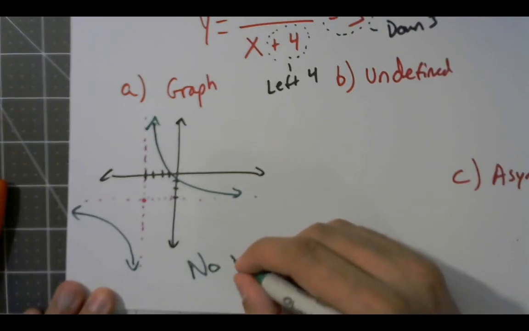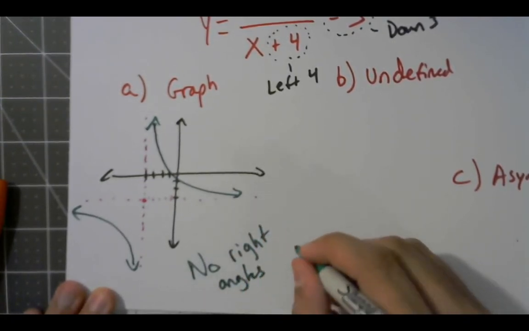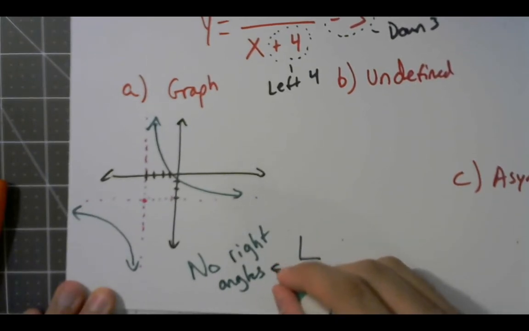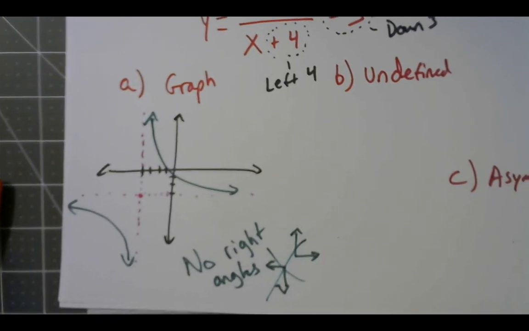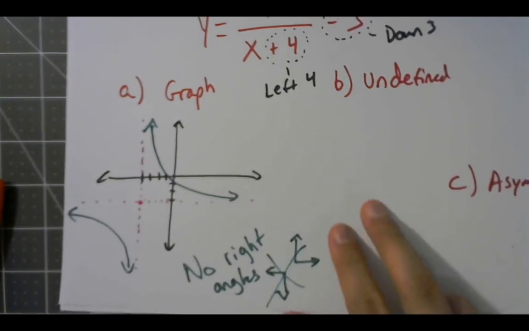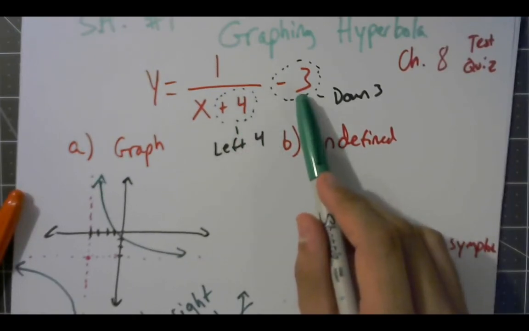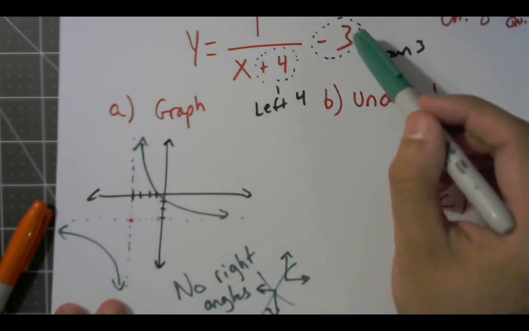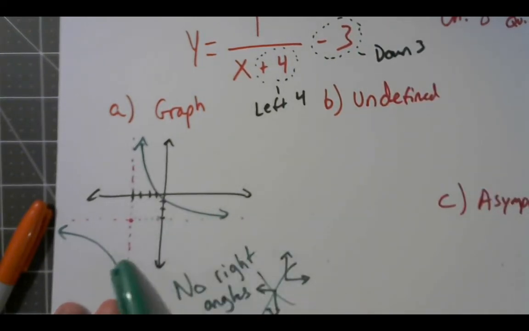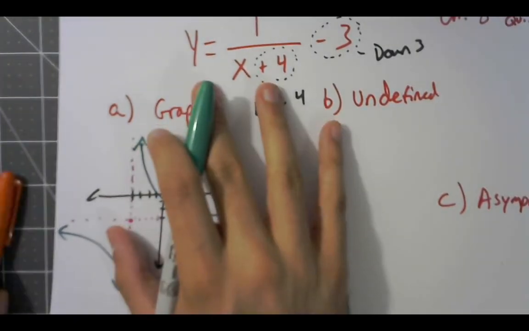Little reminder, no right angles. It's not going to go like this and this. Don't do that. So that's our rough graph, and we got that by looking at how it moves, drawing these asymptotes with our new center. That center came from these guys, and I made my little swoops. So that's part 1. We're going to graph it.